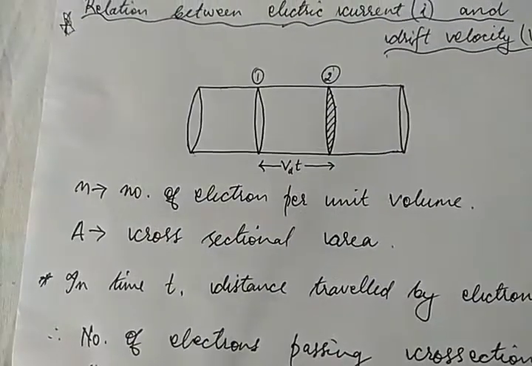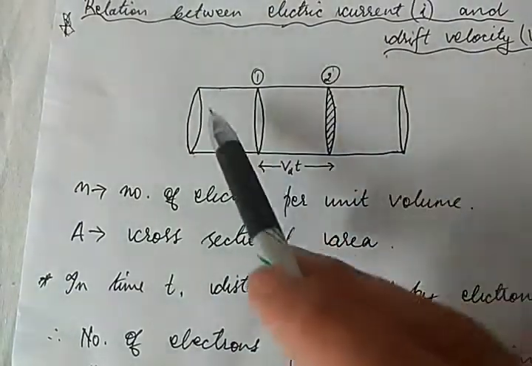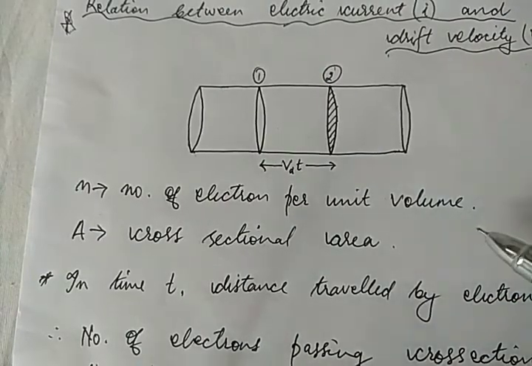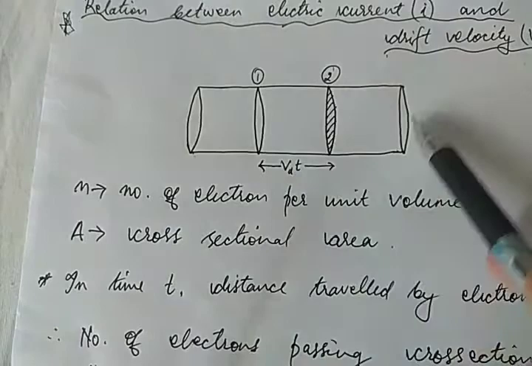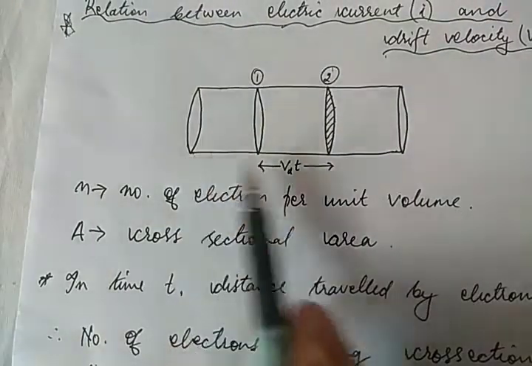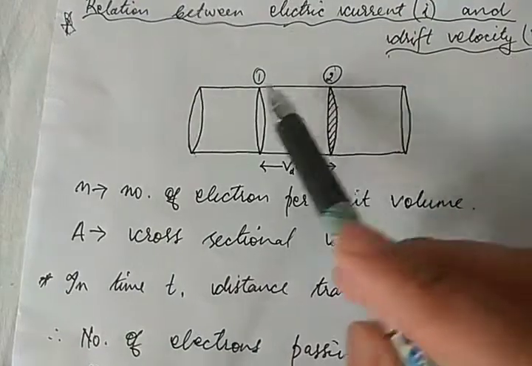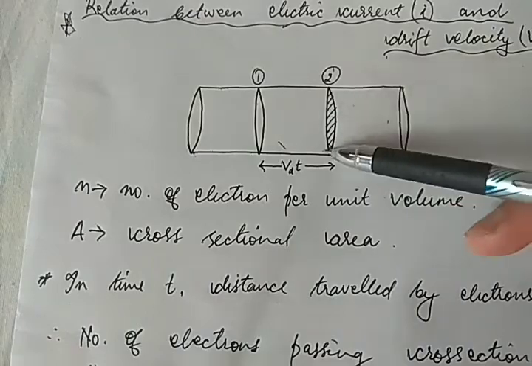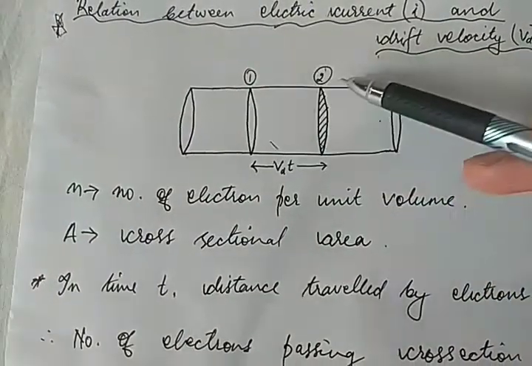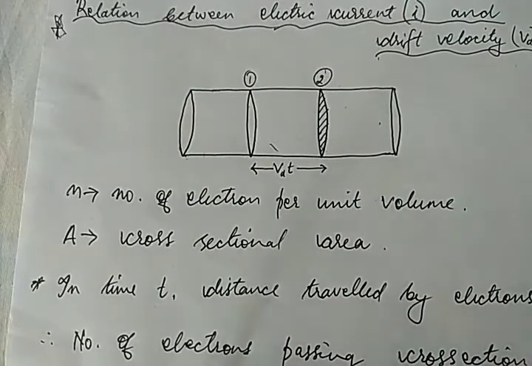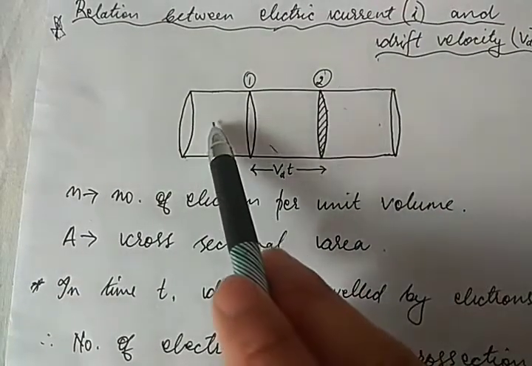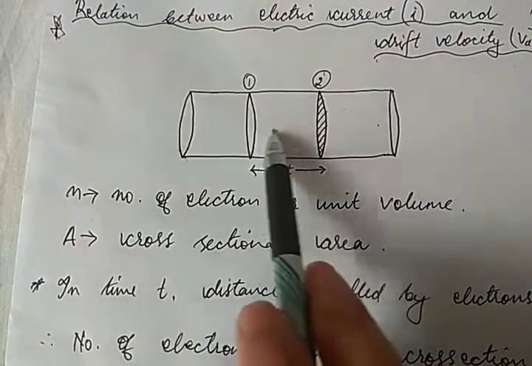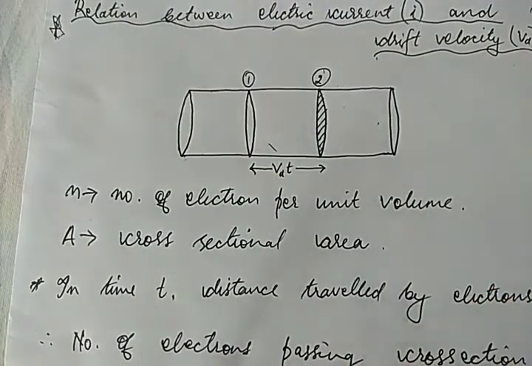Okay, so say for example we have a conductor, we have a wire, a magnified 3D picture. So this is a wire. Wires are basically cylindrical. Now inside this wire, of course, we have free electrons, and I have chosen two cross sections here. One is this and the other is this. This is 1, this is 2. Now what we want to see is how much current is flowing through this conductor, through this wire, in a certain time.